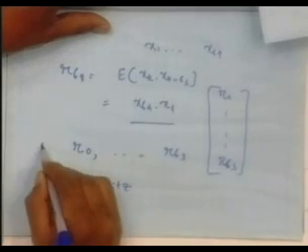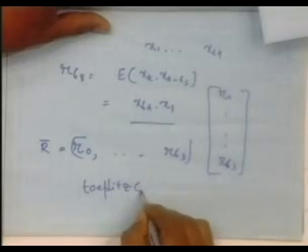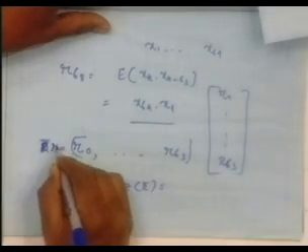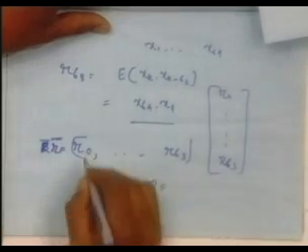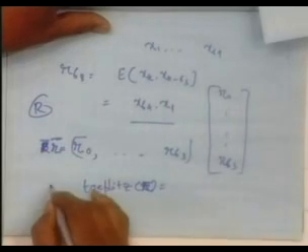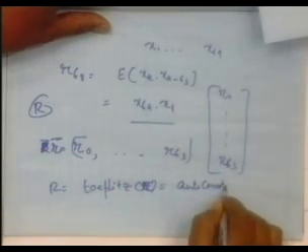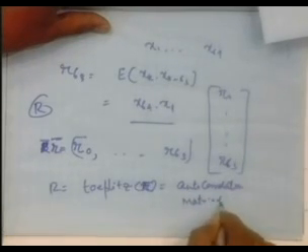If this vector is, let us say, small r, because we are representing small r as the vectors, capital R are the matrices. So this will be called the autocorrelation matrix of the signal.